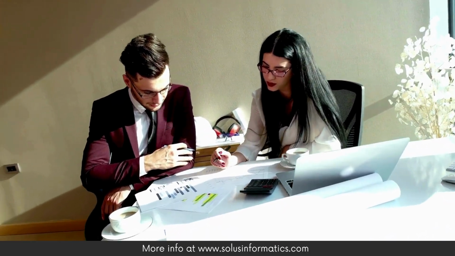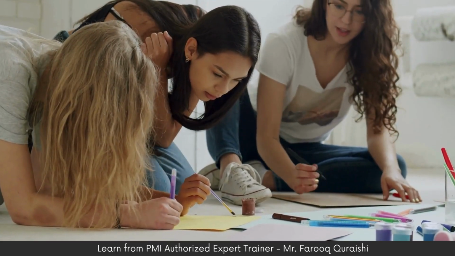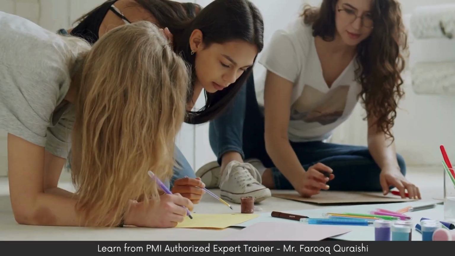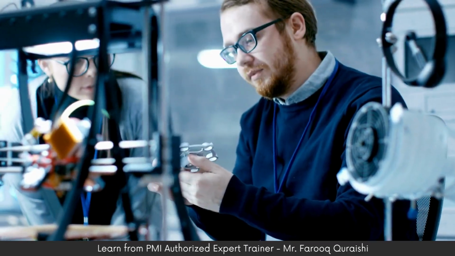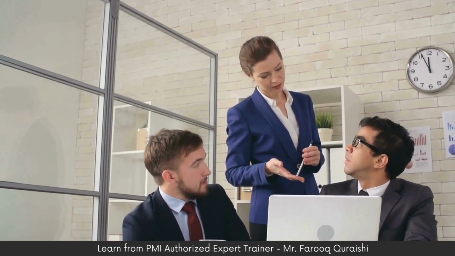In the predictive approach, you're going to deliver the project at the end. It's not incremental delivery. So the iterative approach, like I said, improves the product or result through successive prototypes or proof of concept. Projects benefit from the iterative approach when complexity is high, when the project incurs frequent changes, where scope is subject to differing stakeholder views. This approach may take longer because it is optimized for learning rather than speed of delivery. In the iterative approach, activities of the project are repeated in iterations, revision levels, rework until correct. Each new prototype yields new stakeholder feedback, team insights, and better understanding. This is an approach that follows feedback. So Agile is an iterative and incremental approach.